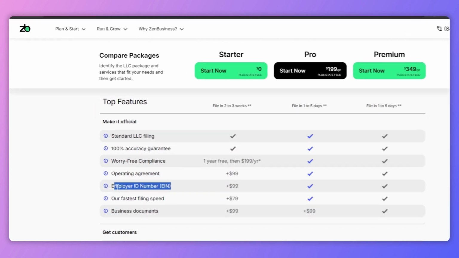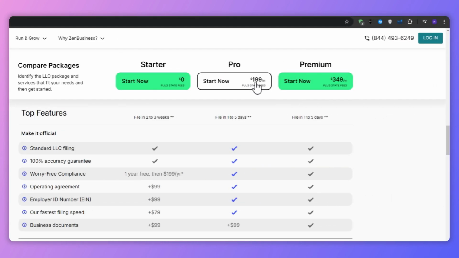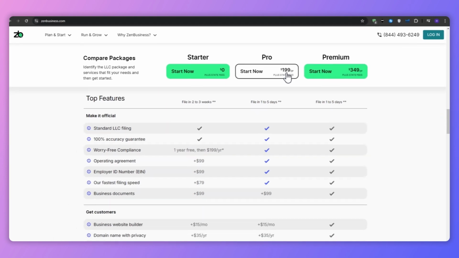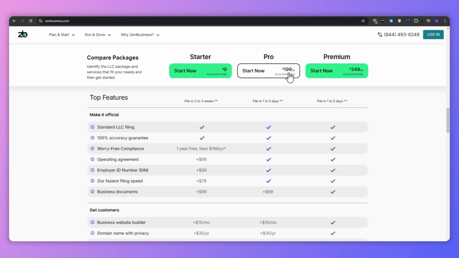The second plan is the pro plan, priced at about $199. This plan is billed annually. Your filing time will be sped up to 1 to 5 business days. Some of the top features include the fastest filing speed, the operating agreement, and the employer ID number. And finally, you've got the premium plan that is billed at $349 billed annually. Of course, you have to pay the state filing fees for any one of these plans.